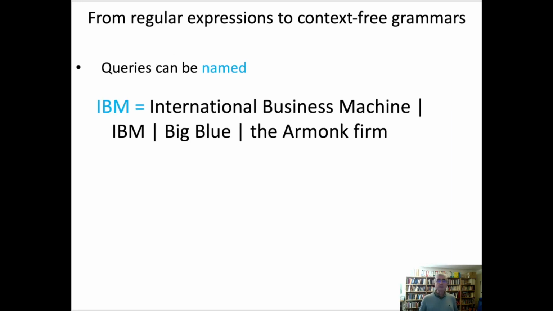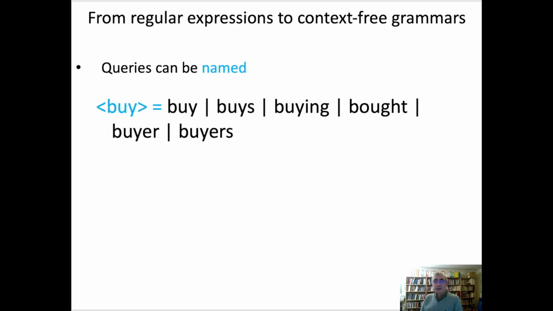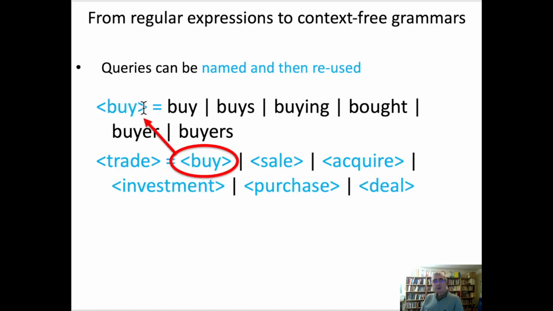So what you can do now with NooJ is to name regular expressions. For example, I could write something like IBM equals International Business Machine, IBM, Big Blue, the Armonk firm. And then, when you have a named query, you can reuse it. So for example, let's say I have a named query such as buy equals buy, buys, buying, bought, buyer, buyers. What I can do is reuse this query, this regular expression, in another query, in another regular expression.